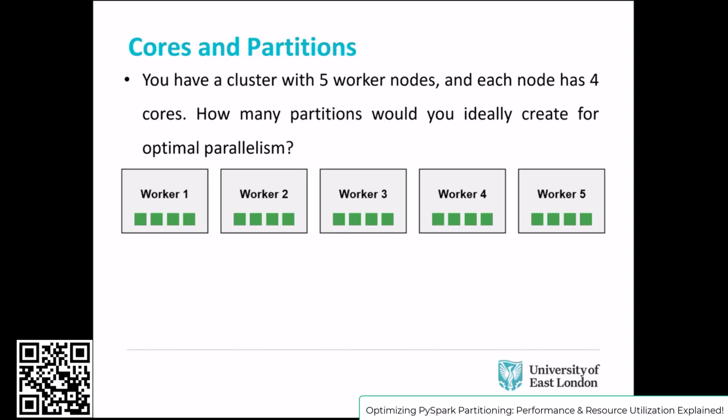Okay, let's go through a few questions together. You have a cluster with 5 worker nodes. Here we have 5 worker nodes, and each node has 4 cores, the green one, right? How many partitions would you ideally create for optimal parallelism? Okay, your turn, based on the discussion we had. Does it depend on how many big parts of work are there or what? No, we just consider the part of it. Right. Okay, try it, give your thought.